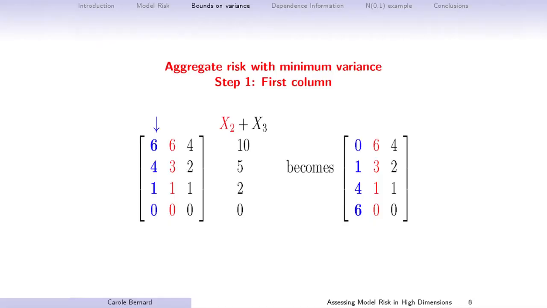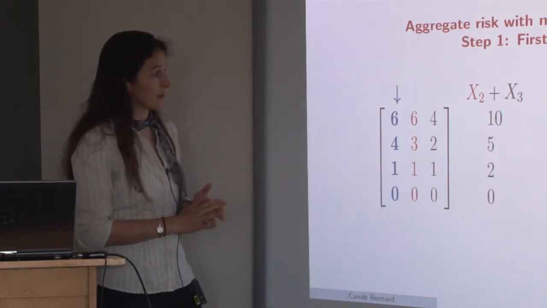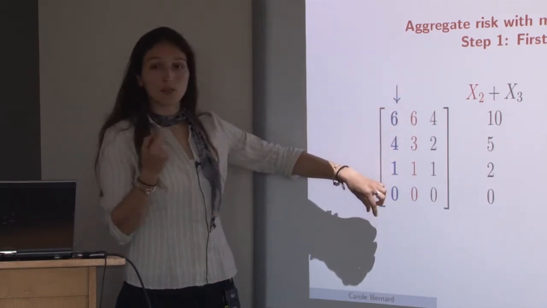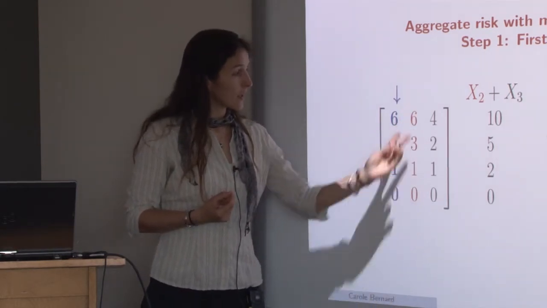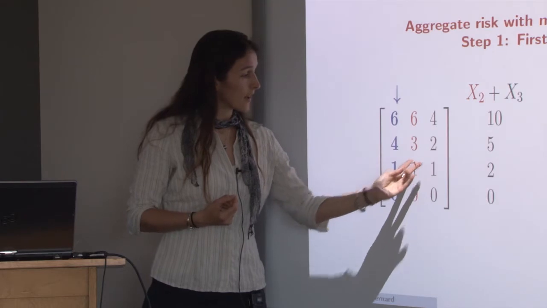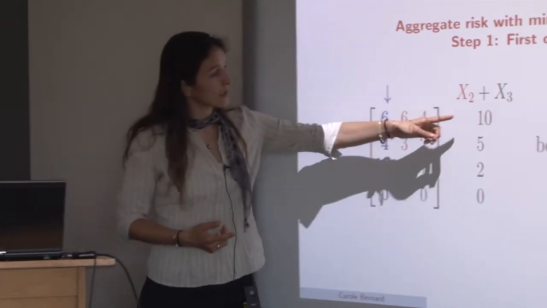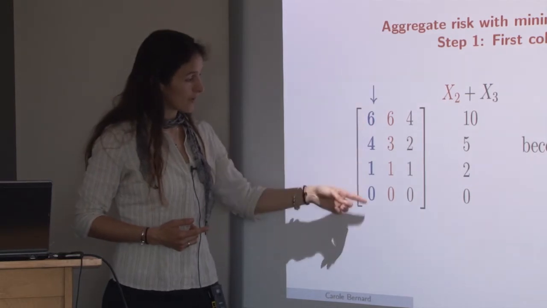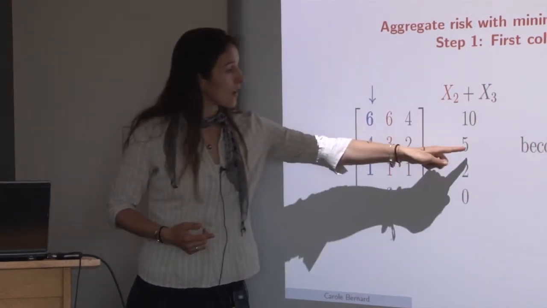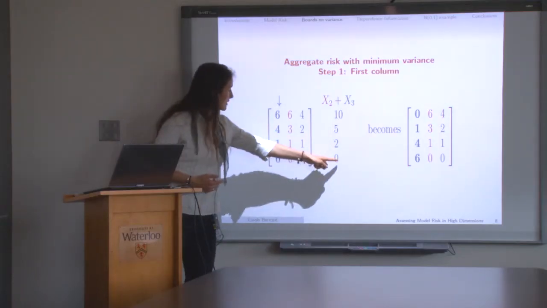First column is here, 6, 4, 1, 0. And you can start with any configuration. I start from the comonotonic configuration, but another configuration would be fine. So you take your first column, and I'm going to rearrange it so that it's antimonotonic with the sum of these 2. The sum of these 2 is 10, 5, 2, and 0. To make the first column antimonotonic, I'm going to look at the maximum value of the sum, and I'll put, at the same level, the minimum value of x1. So the 0 is going to come here. In front of the 5, I'll put the 1. 2 becomes 4. 0 will be the 6.